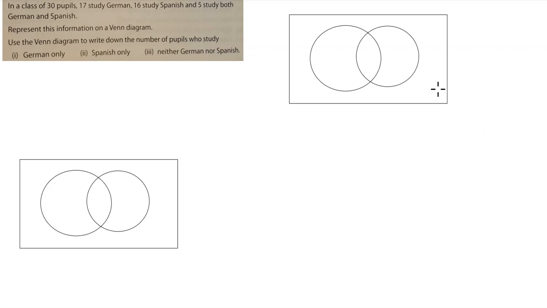Okay, so what we can actually do as well is we can start to use Venn diagrams to solve, let's say, real world problems and to try and organize your thinking as well. Now I'm going to look at this problem, but before I do that, I just want to go through this idea in a little bit more detail.